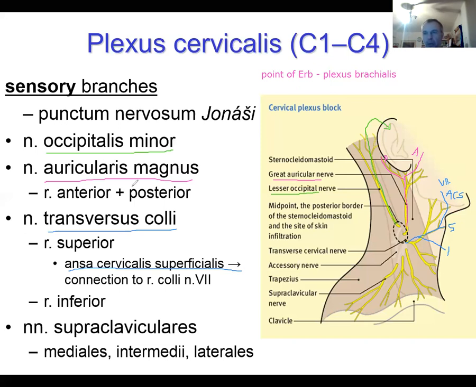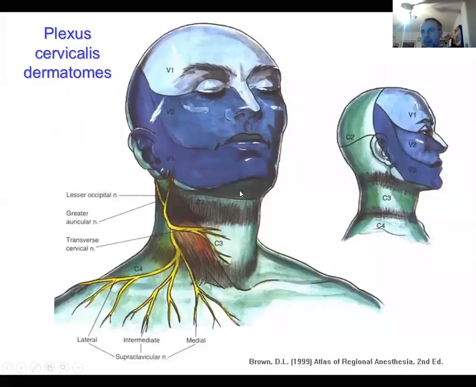And then we have groups of nerves, which we call supraclavicular nerves. These supraclavicular nerves descend even across and below the clavicle, and they supply the skin in the extent of the second to third intercostal space and even on the shoulder. So these are medial, intermediate, and lateral supraclavicular nerves. These four nerves form the sensory component of the cervical plexus.